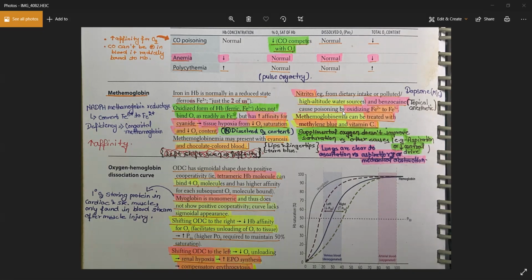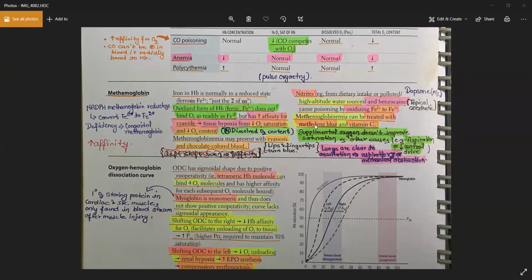Now, this condition would be treated with the help of methylene blue and vitamin C. If you guys go back to the biochemistry, we have discussed that the vitamin C will convert this Fe3+ into the Fe2+ form. Remember? Yeah. And now this Fe2+ could be easily absorbed in the GIT also, right? Right. So again, this methemoglobin could be treated with the help of vitamin C.